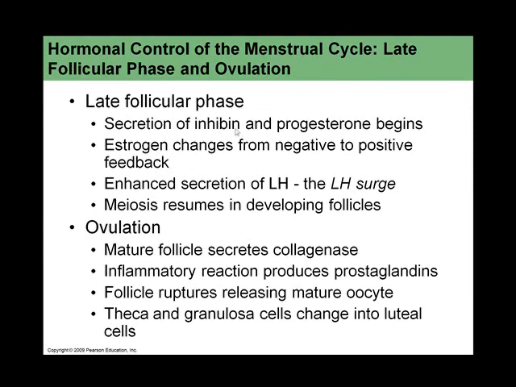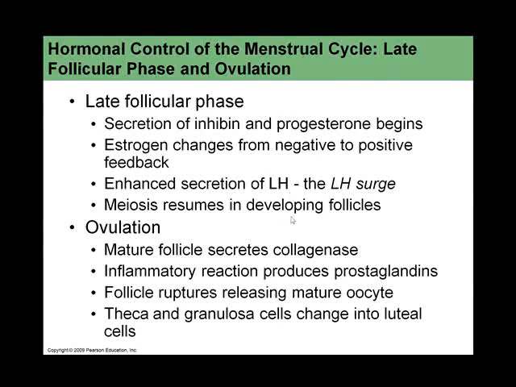So during the late follicular phase, the secretion of the inhibin and the progesterone begins. The estrogen changes from the negative to the positive feedback. The enhanced secretion of LH leads to the LH surge, critical for ovulation. If this is prevented by preventing the production of high levels of estrogen and the switch from negative to positive feedback, the mechanism we just talked about is one example. If you block the LH surge by that means or any other mechanism, ovulation does not occur.